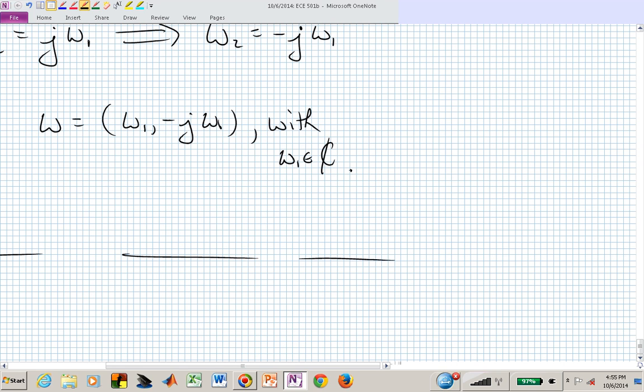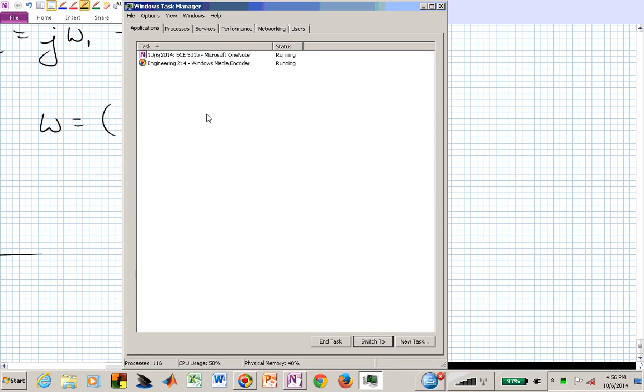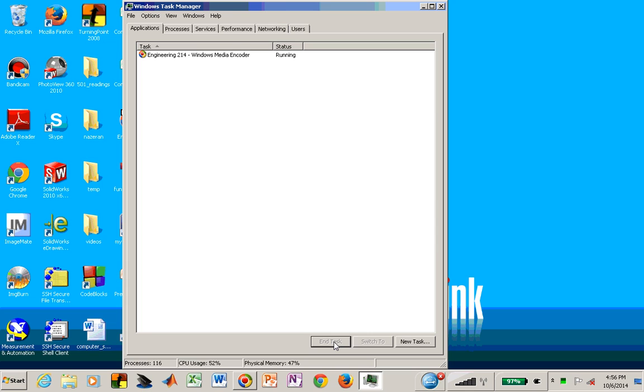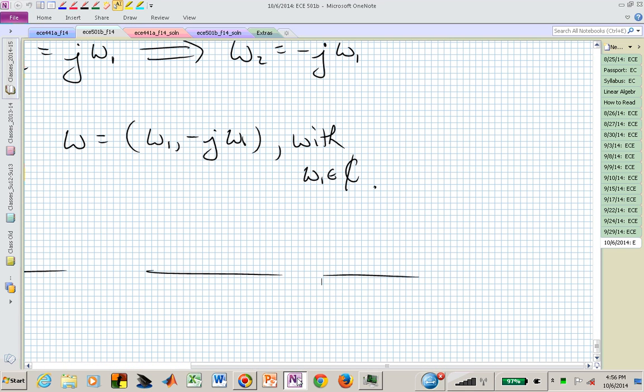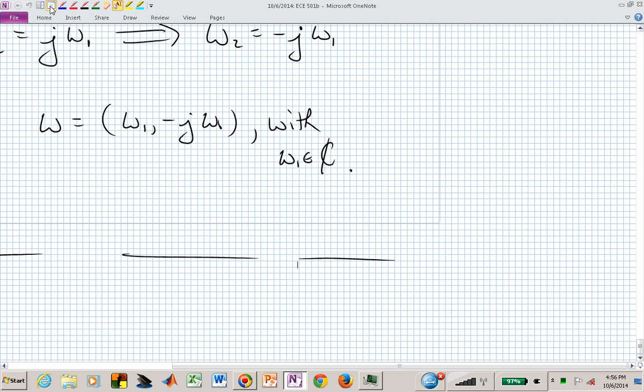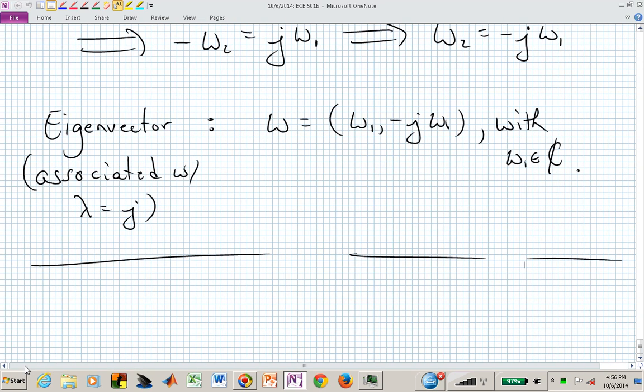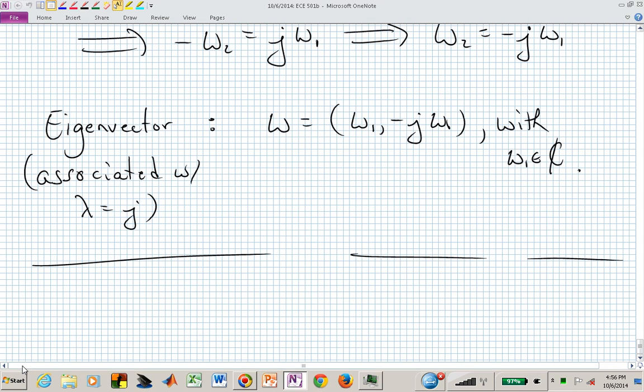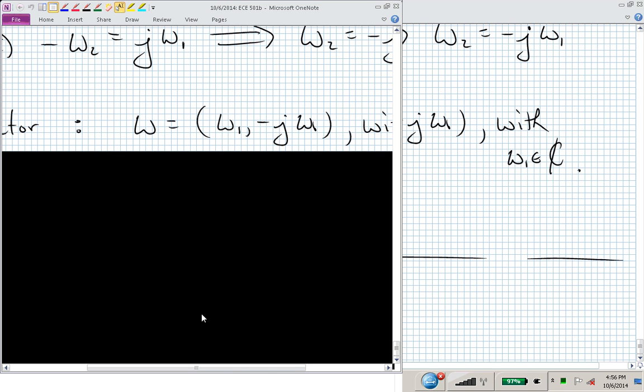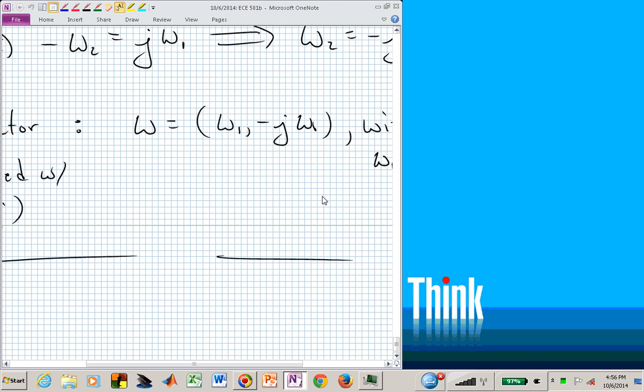But what do you think's going to happen with the other eigenvalue, its eigenvector? Do you know how to find it? That's the main thing. You may not be able to determine it right away, but the main thing is, do you understand the strategy that we're using?